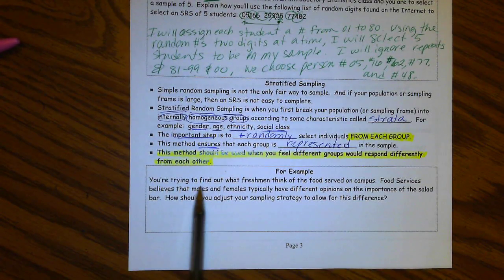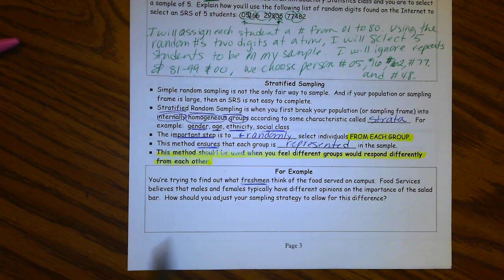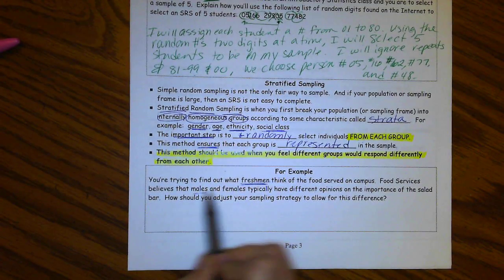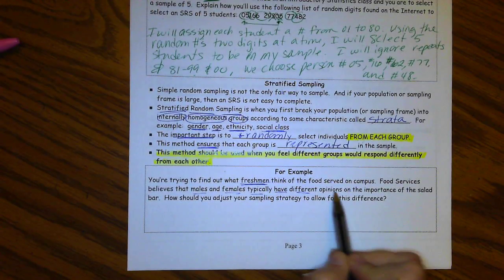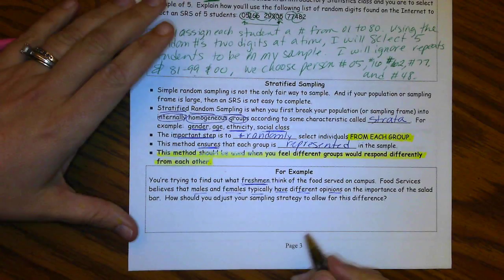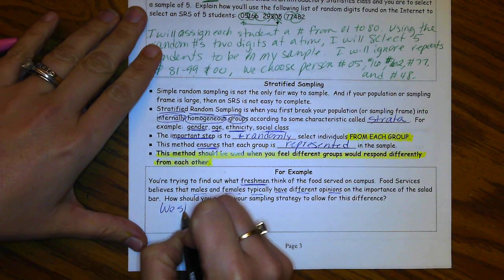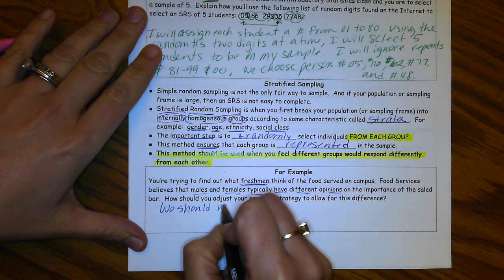All right, for example, you're trying to find out what freshmen think of the food served on campus. Food services believe that males and females typically have different opinions on the importance of the salad bar. So if you feel that way, you should be using stratified sampling. How should you adjust your sampling strategy to allow for this difference? So you're going to want to make sure that we use stratified sampling.